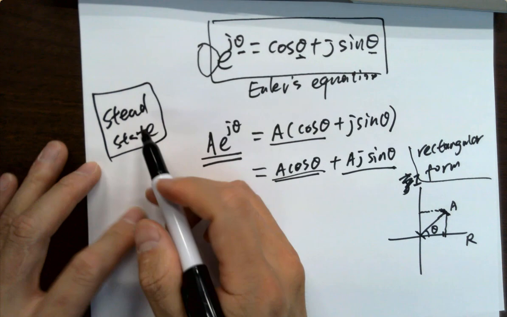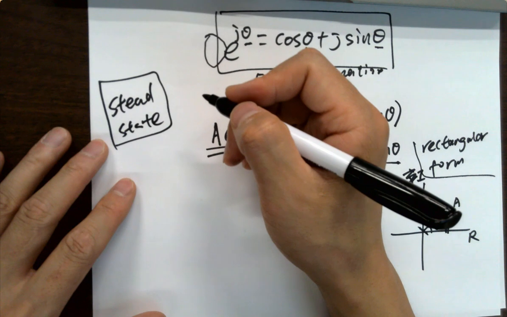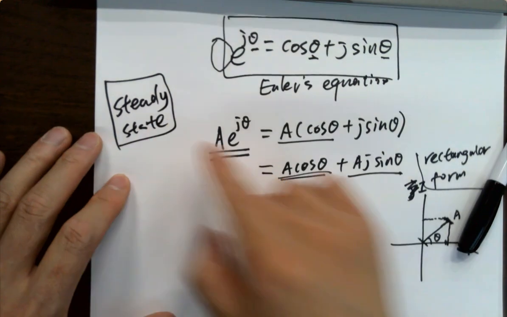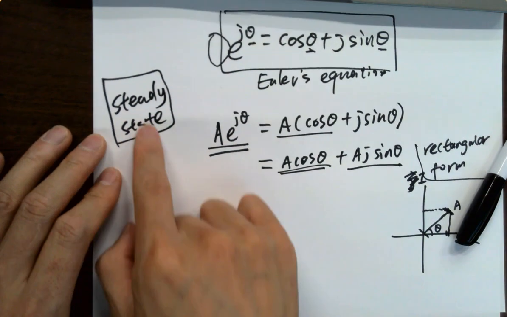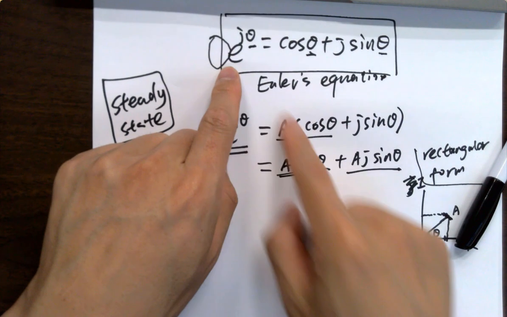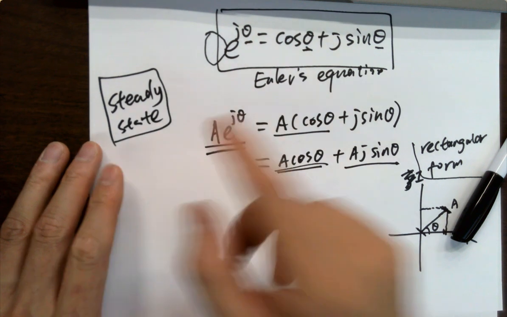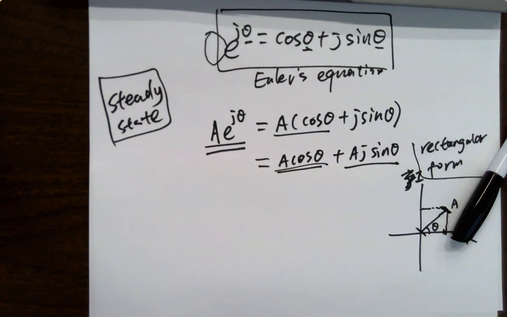Because the definition of steady state, you'll see, we don't have to dig very deep into it. Whenever you see steady state, you just assume that all the signals have the same frequency. That's it. So we don't have to worry about the time, so we can feel free to use the phasors. Don't worry about that too much.